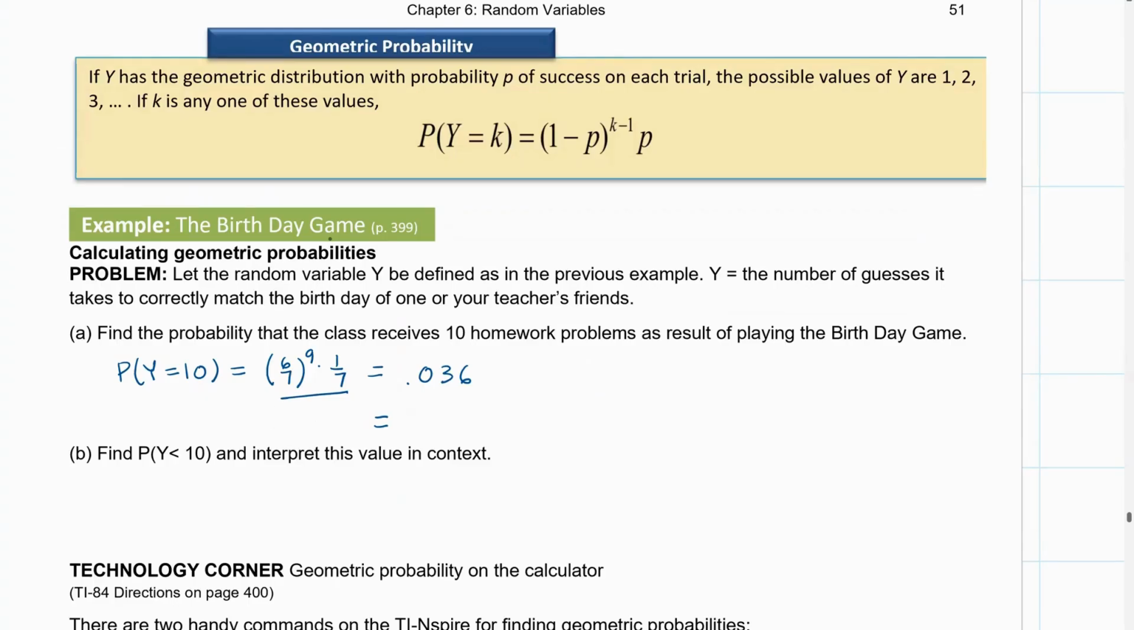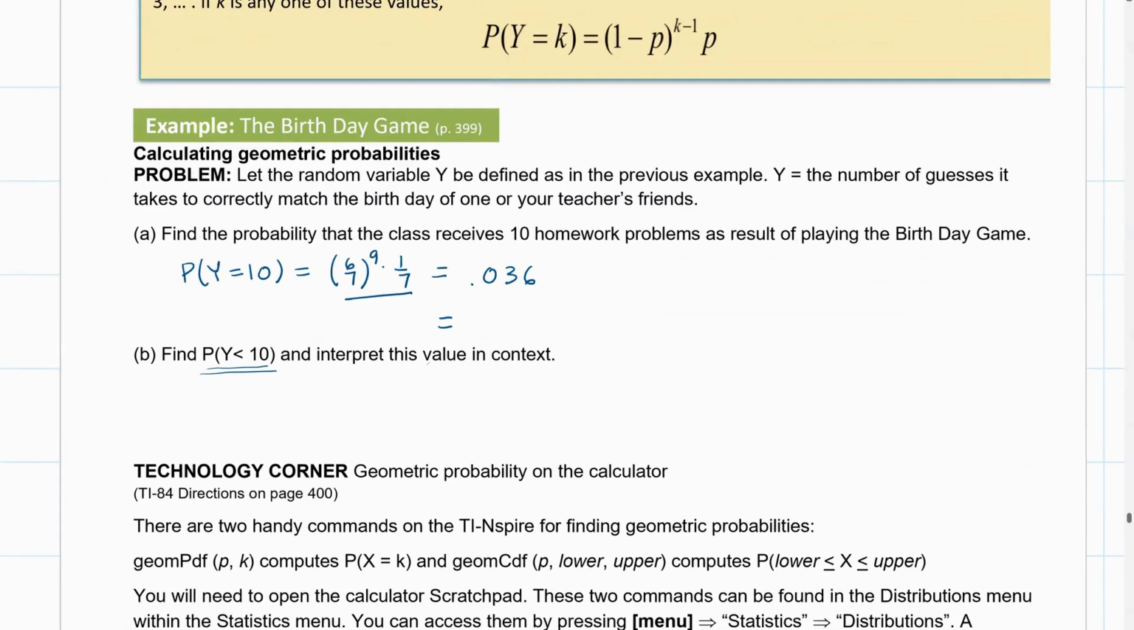All right, probability of getting it correct in less than 10 trials. Well, there's 2 ways to handle this, but I'm only going to look at the one that uses the calculator. PDF is great for finding an exact outcome. How about a CDF for finding less than 10?